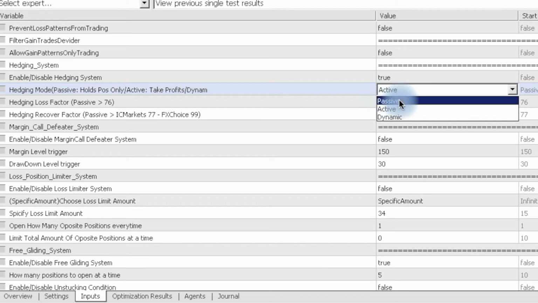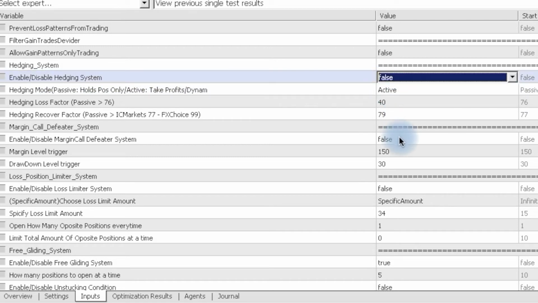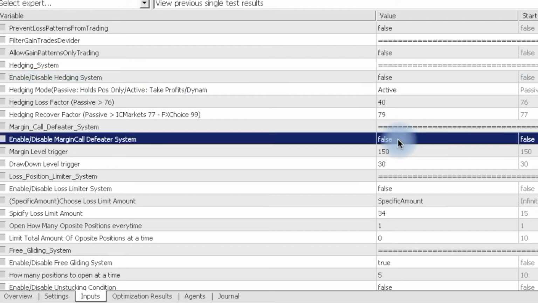So active will only open one. But dynamic will open two. One passive and one active. So this is the portion which is hedging.